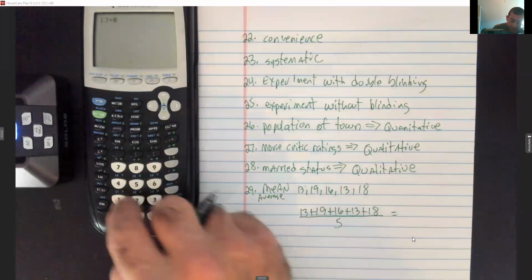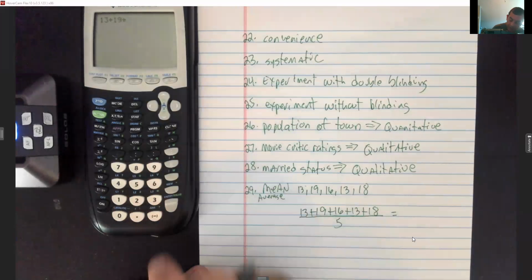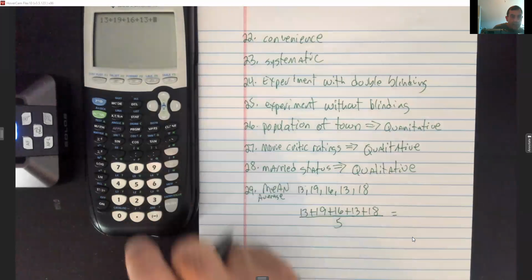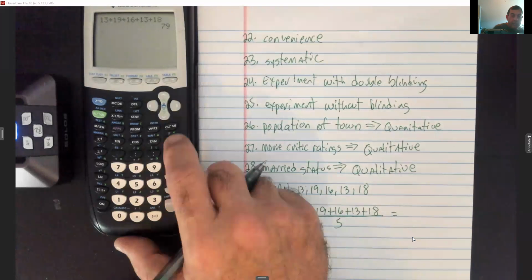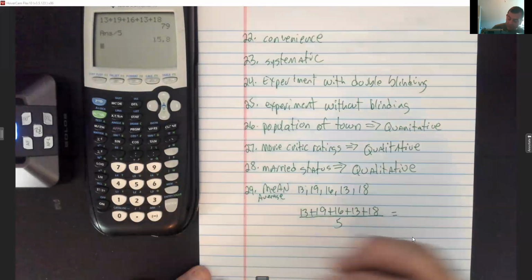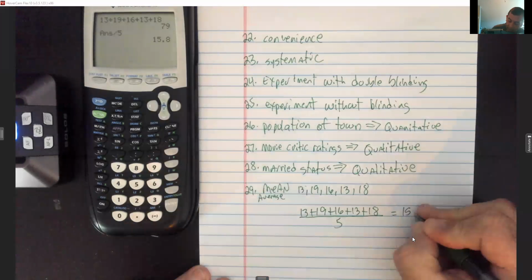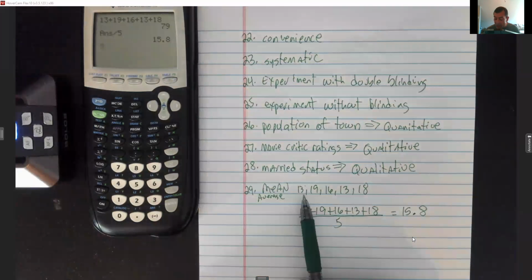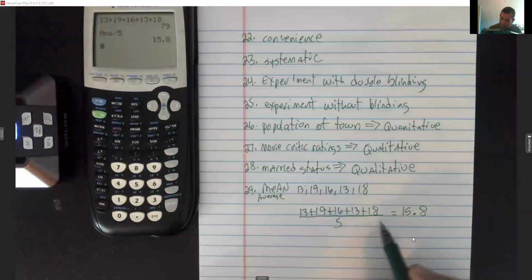All right, so here we go. 13 plus 19 plus 16 plus 13 plus that 18 equals 79, divided by 5, and that's going to give me 15.8. Now remember, your average has to be between the lowest number and the highest, and 15.8 is in between those, so that would be my average.